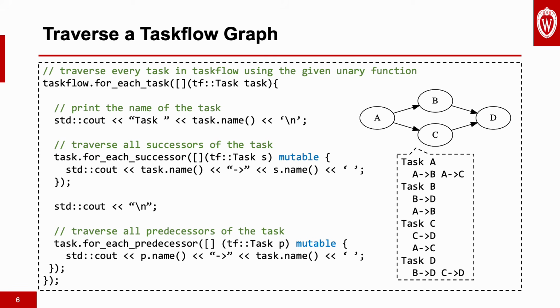This slide shows you how to traverse a Taskflow graph using its member function for_each_task that applies a unary function to each task. In the body of this unary function, I print the name of the task and then apply another two unary functions to traverse all successors and predecessors of that task using its member functions for_each_successor and for_each_predecessor. So, if you have a task graph like this, you will see this output: four tasks, and the successors and the predecessors of each task.